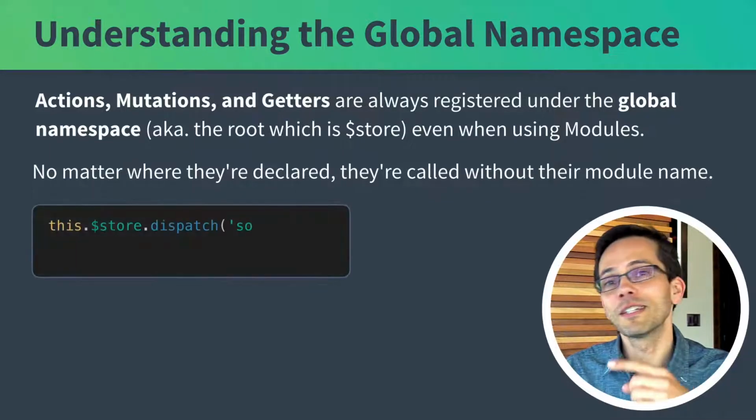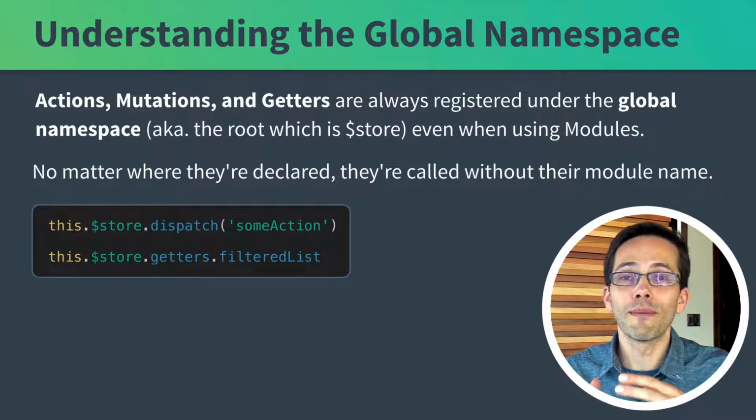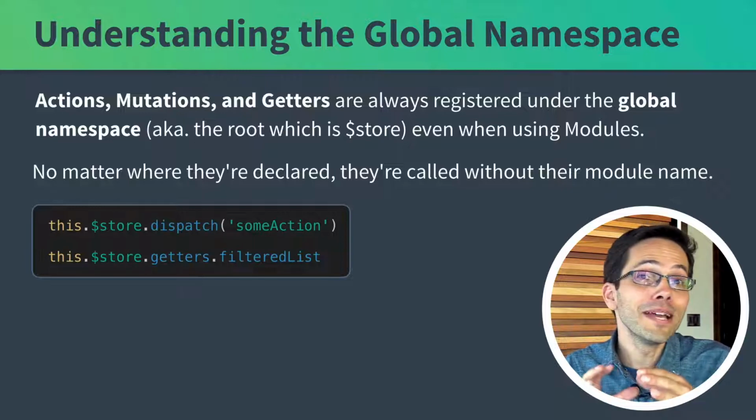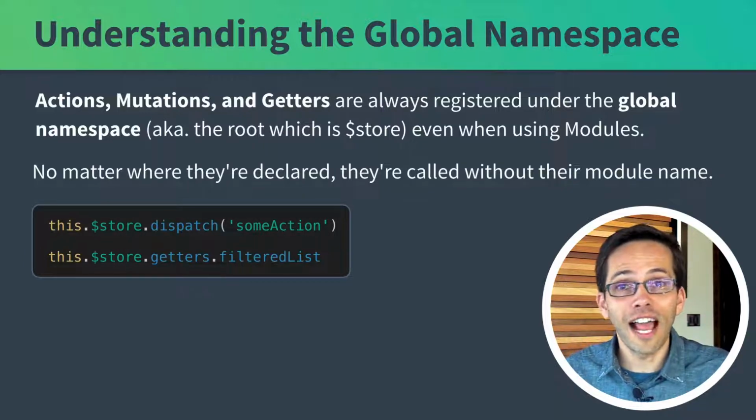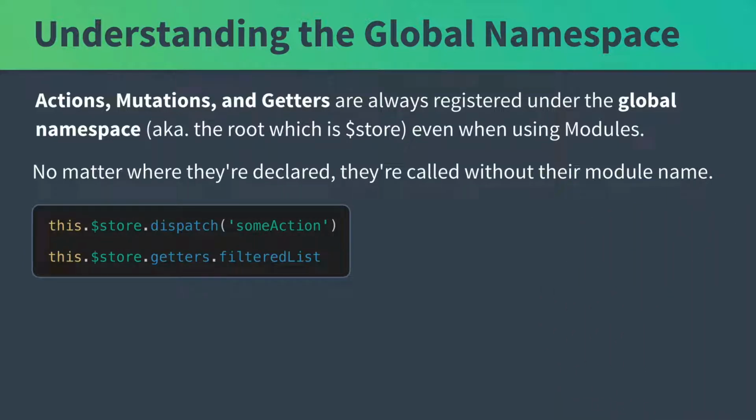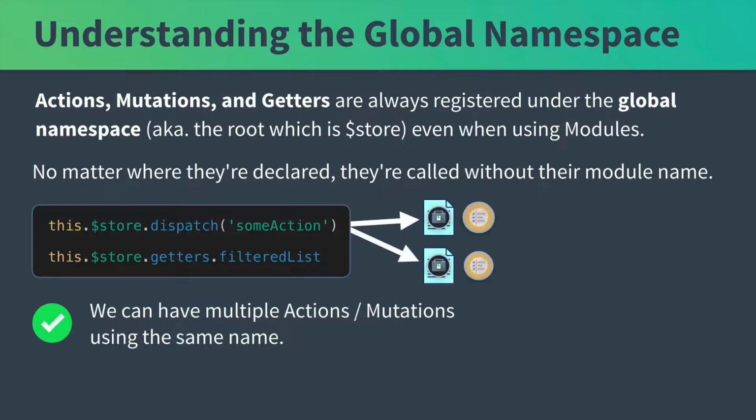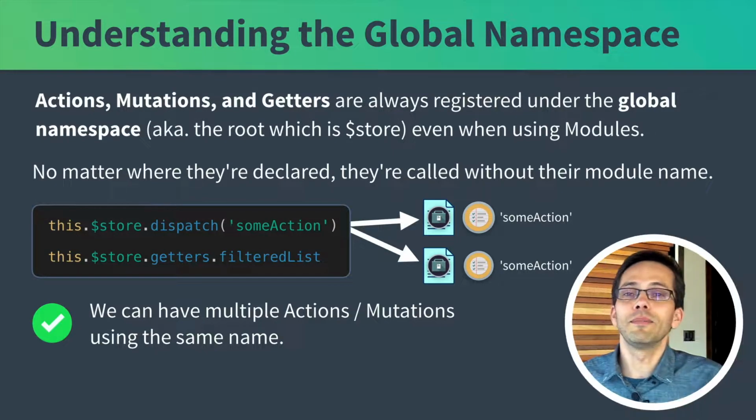So you'll notice when I'm dispatching some action or I'm accessing a getter, I'm not mentioning the module name. I don't have to. The reason why Vuex is implemented like this is because I might want to have multiple actions or mutations using the same name. An example here might be a logger module. If I wanted to log out every time a user makes a purchase.